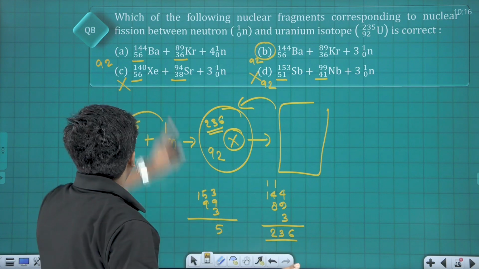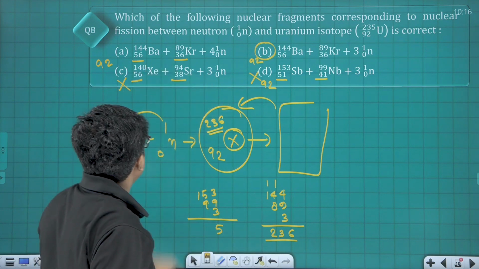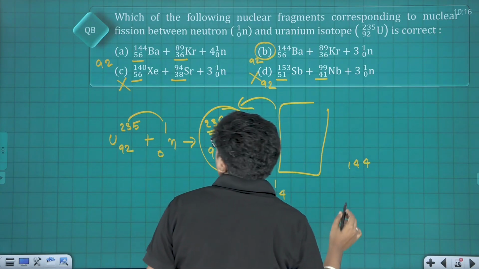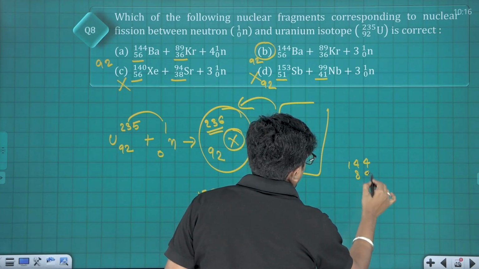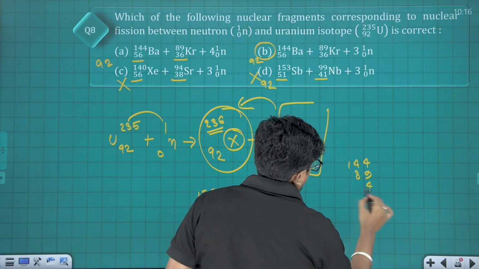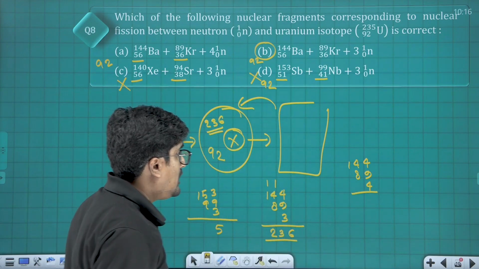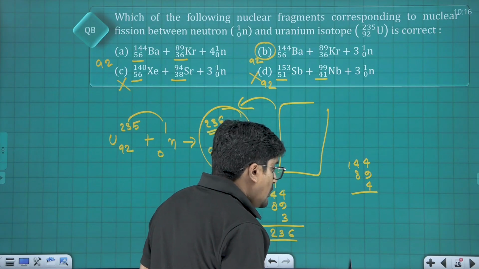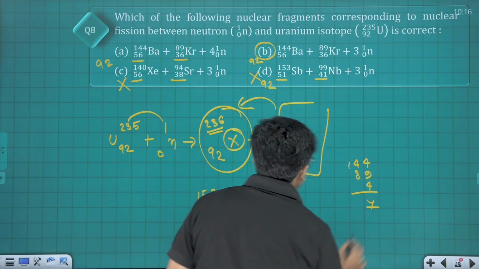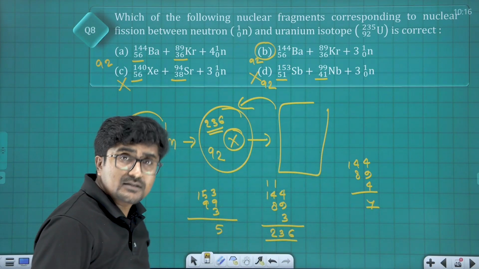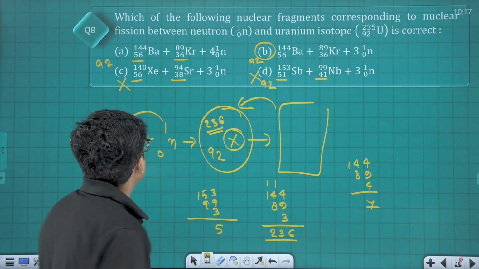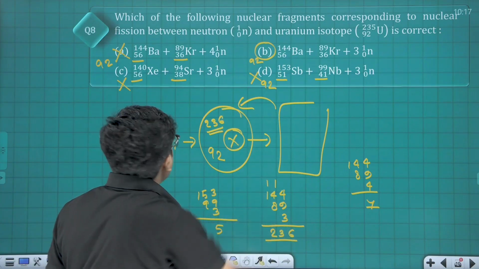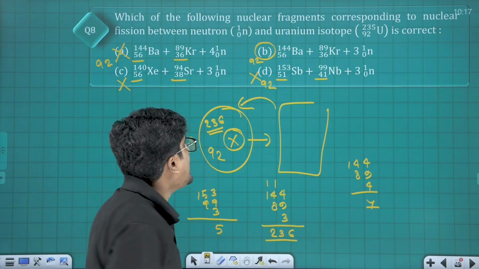Let me cross check with the very last one also, that means option A. There, if I consider the mass number, it's going to be 144 plus 89 plus 4, because we are having 4 neutrons there. Now here this is going to be 9 plus 4, it's 13, 13 plus 4, it's 17, ending with number 7. It's never going to match with the option 236. So definitely option A is also going to be wrong. So finally we can lock option B as the correct answer.